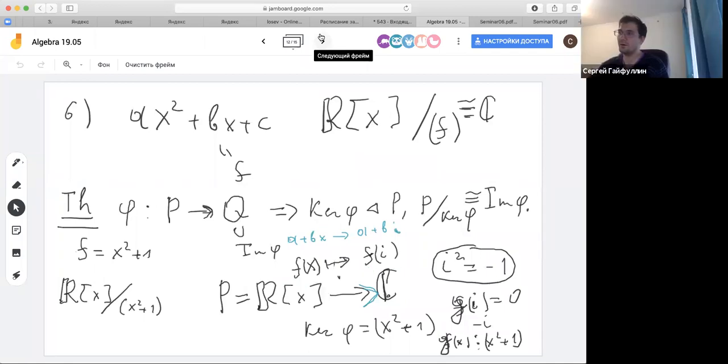If you have another polynomial f, then you need to take not i here, but the complex root of this polynomial. And if you have a polynomial with real roots, then it's a problem to take a complex root and you have not this isomorphism.